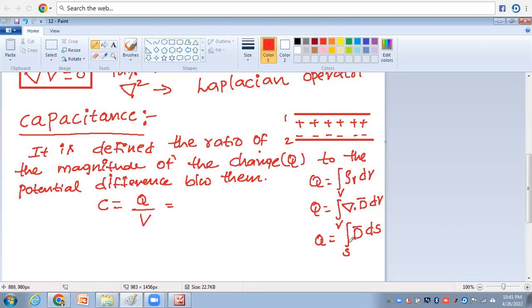Then what about D bar? D bar equals epsilon E bar. Finally I write Q equals epsilon times the integral of E bar dot dS. Then what about the potential with respect to E? Already discussed in the previous lectures: the electric field intensity with respect to length gives V, that is V equals minus the integral of E bar dot dl. This is about the capacitance.